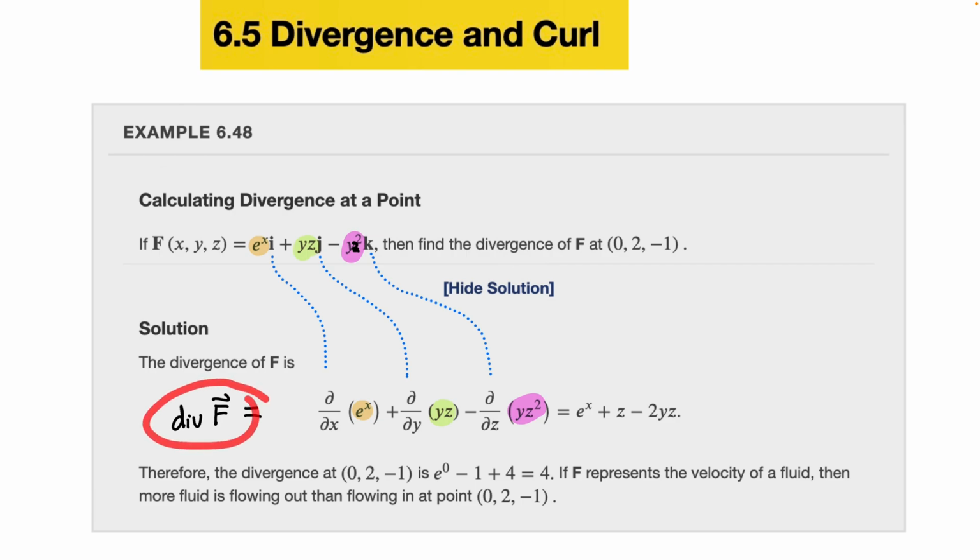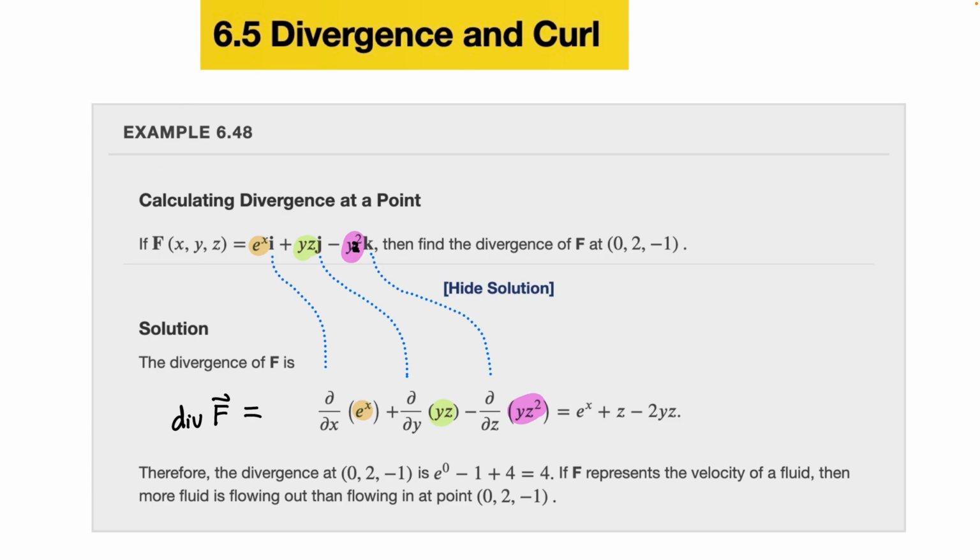The computation for the divergence of a vector field is rather straightforward. We look at the first component and put a partial on it in the direction it corresponds with. Take the next component function and put a partial on it in the direction that it corresponds with. And the third component function, likewise, put a partial on it in the direction that it corresponds with.